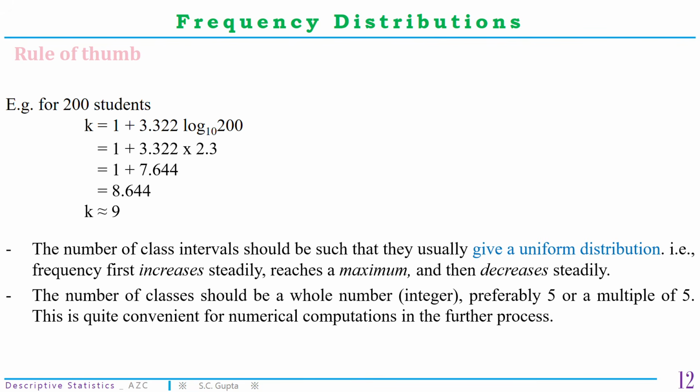The number of class intervals should be such that they usually give a uniform distribution. That is, frequency first increases steadily, reaches a maximum, and then decreases steadily. The number of classes should be a whole number, that is an integer, preferably 5 or a multiple of 5. This is quite convenient for numerical computations in the further process.